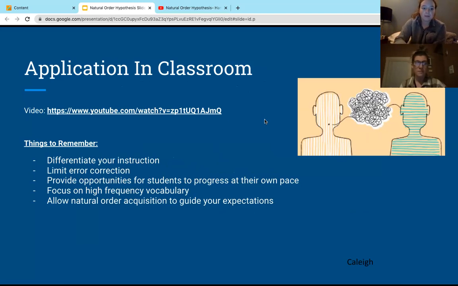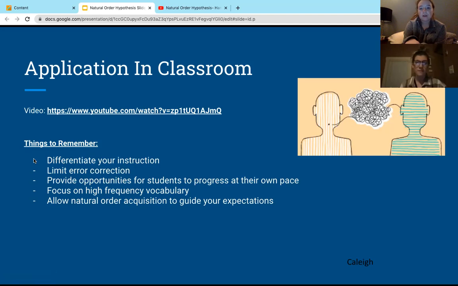So just some tips that we have to remember when applying the natural order hypothesis in the classroom would be to differentiate your instruction. So this could be something like providing different posters or signs or labels around the classroom in their own language that could help them, as well as more verbal instruction, some other types of visual instruction, or have them work with a partner.